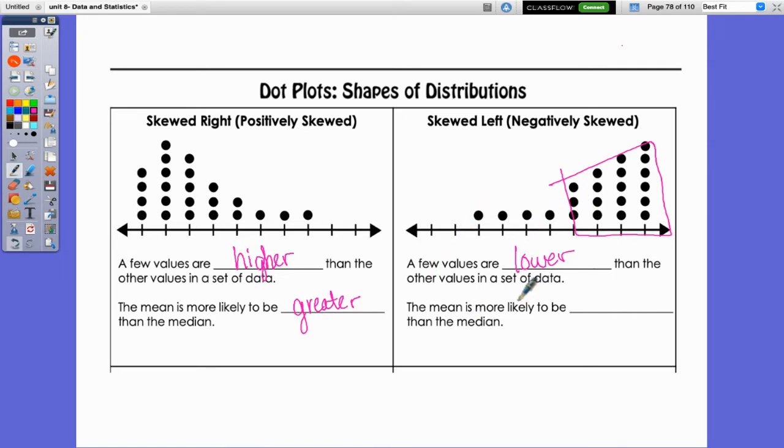This also means our mean is more likely to be smaller than our median because these numbers mess up the rest of our data. So skewed right, skewed left. These are terms you must know.